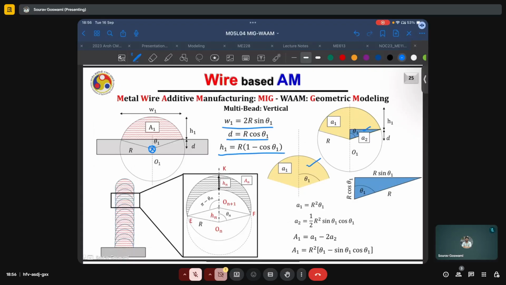The area of the yellow sector, small a1, is equal to r squared theta 1, which is just the formula for the area of a sector. For the area of the blue triangle, it's half into base into height, since this is a right angle triangle. So we have half r sin theta 1 times r cos theta 1, which is equal to half r squared sin theta 1 cos theta 1. Thus the area A1, which is this red area indicated here, is simply obtained as r squared (theta 1 minus sin theta 1 cos theta 1).